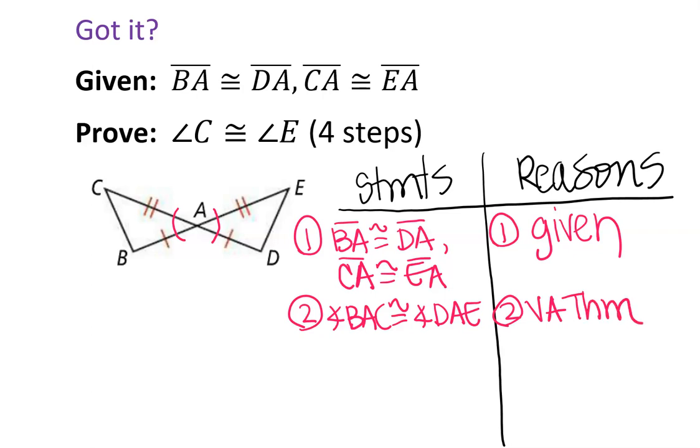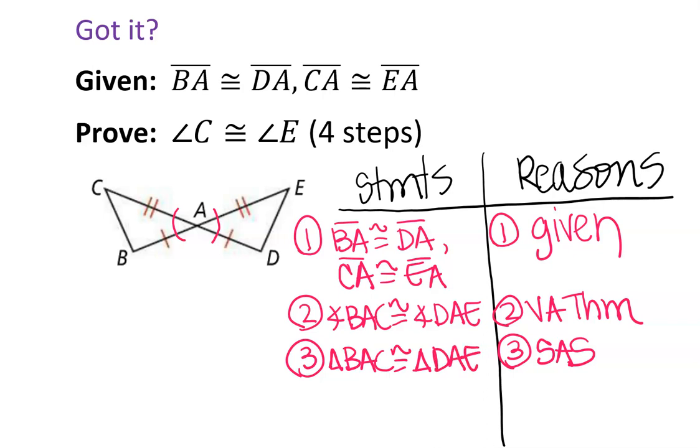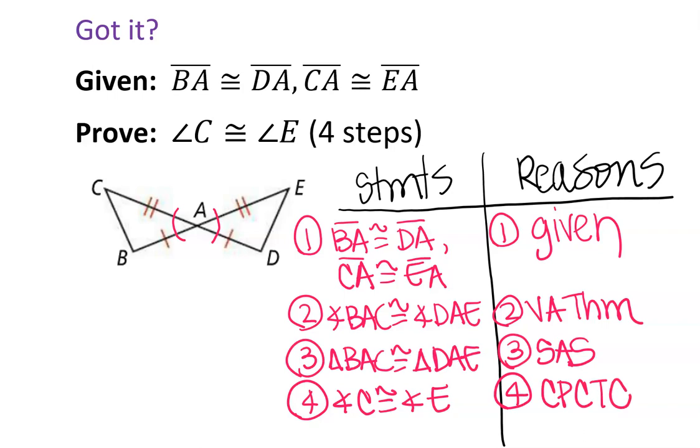Once we know that those are the same, the triangles are congruent, we have a side and then an angle and then a side. So they're congruent by side, angle, side. I'm going to use the same letter order as I did on the angle previous. I'm going to go triangle BAC congruent to triangle DAE, side, angle, side. And then step 4, angle C is going to be congruent to angle E. And the same reason as the last one, corresponding parts of congruent triangles are congruent.